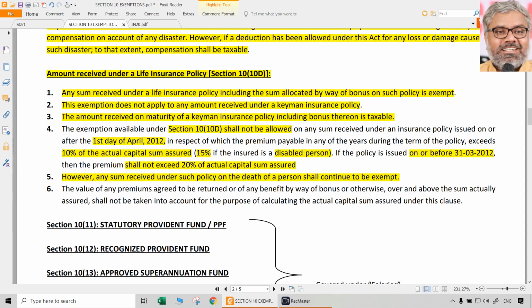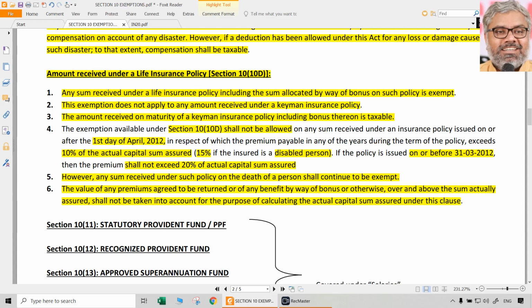Next. The value of any premium agreed to be returned or of any benefit by way of bonus or otherwise over and above the sum actually assured shall not be taken into account for the purpose of calculating the actual capital sum assured under this clause. What does this word actual capital sum assured mean? Should it include bonus? No. While calculating that, we should not include bonus. That is only for calculation, condition checking. It has nothing to do with taxability. Exemption is there for bonus also, but for calculating capital sum assured, bonus should not be included.